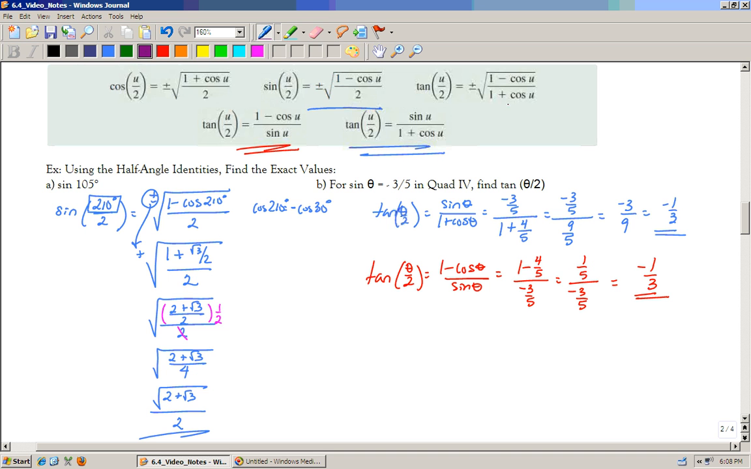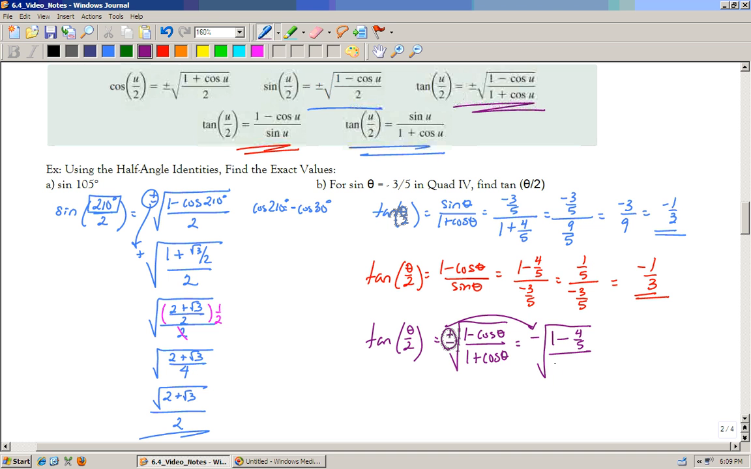If we do this one more time with the last formula up here, we can still get the same result. If we're doing our half angle formula, it's positive or negative of the square root of 1 minus cosine of alpha, or theta, over 1 plus cosine of theta. Realizing this is in quadrant 4, we know tangent is going to be negative in the fourth quadrant, so that takes care of putting this into the negative. It's a square root of 1 minus cosine of theta, which we already figured out was 4/5. And we put 1 plus 4/5 in the denominator.